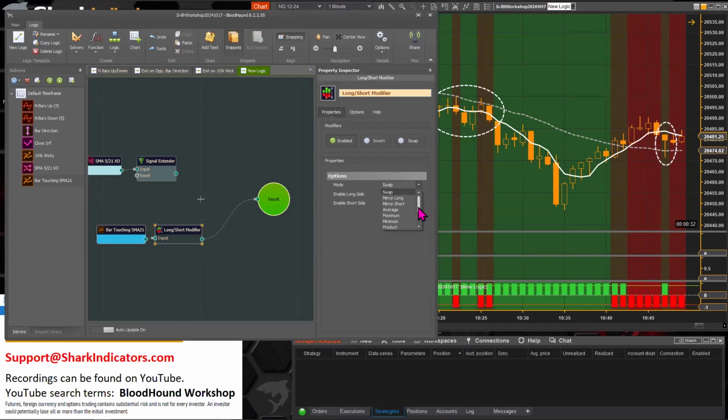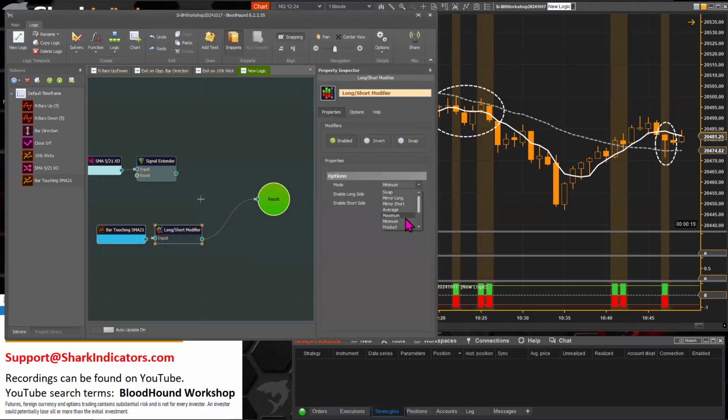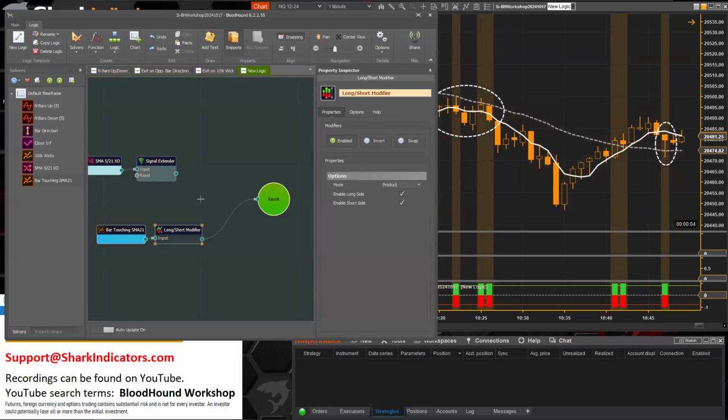There's a couple of different modes we could use. We could use the minimum mode. There we go. The minimum mode isolates those bars. Let's see, the difference mode. Actually, no, sorry. Not difference. Where is it? Product. There we go. Product does the same thing. All right. I think most people will tend to understand the minimum mode a lot easier.